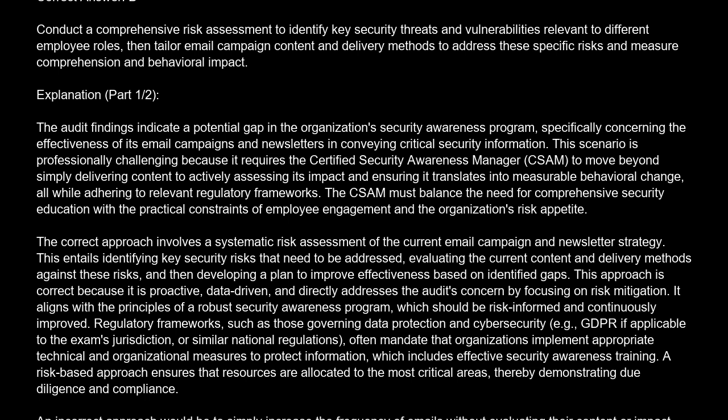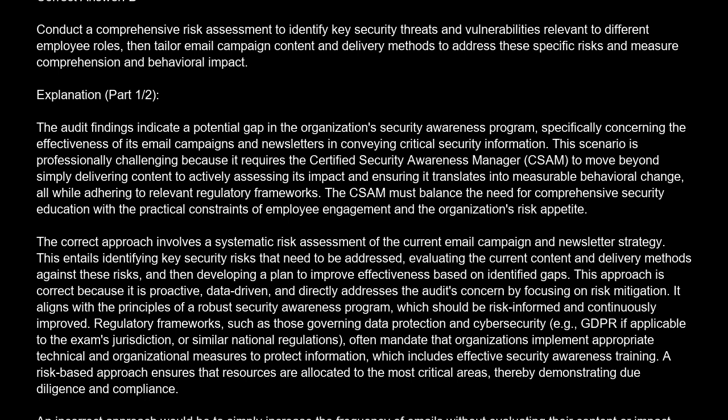This entails identifying key security risks that need to be addressed, evaluating the current content and delivery methods against these risks, and then developing a plan to improve effectiveness based on identified gaps. This approach is correct because it is proactive, data-driven, and directly addresses the audit's concern by focusing on risk mitigation. It aligns with the principles of a robust security awareness program, which should be risk-informed and continuously improved.